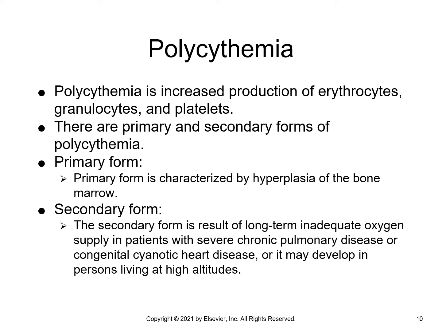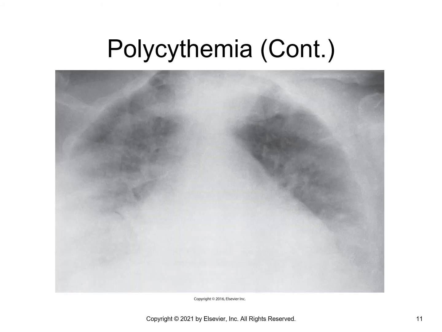The secondary form, however, is due to a long-term inadequate oxygen supply in patients that have usually some sort of long-standing pulmonary disease, or some sort of long-standing heart disease. Because the pulmonary system is not working as well, or the cardiac system is not working as well, the tissues recognize that they're not getting enough oxygen. So they would then try to stimulate the production of red blood cells, thinking that that would fix the problem. So that would be the secondary form.